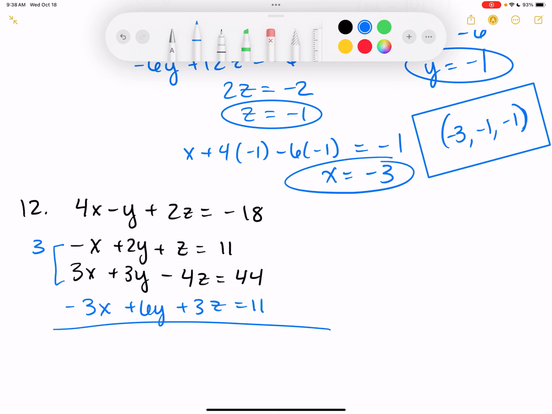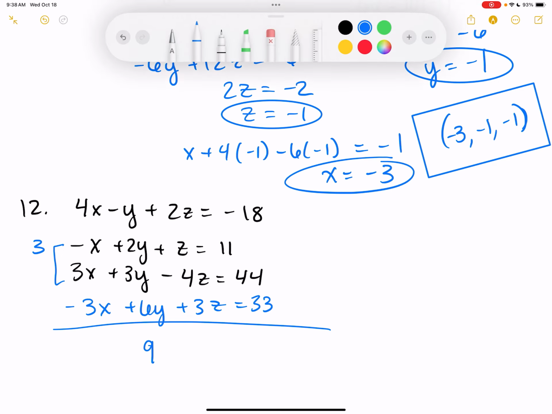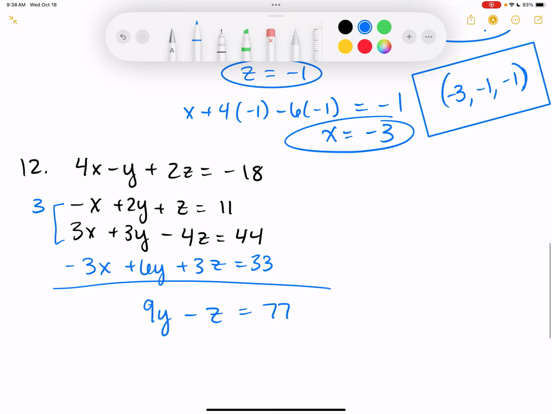Equals 33. Yes, thank you. I was just looking at that. So then this new equation here, the 3x's cancel, so I'm left with 9y minus z is equal to 77. And so then I need another equation. So then which other ones do you want to use now?